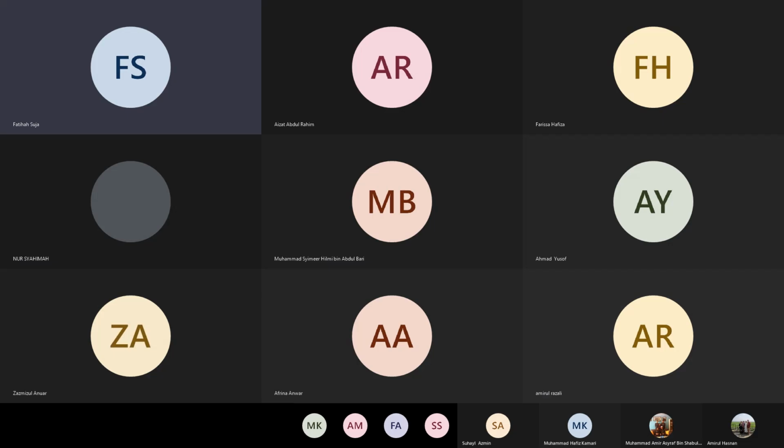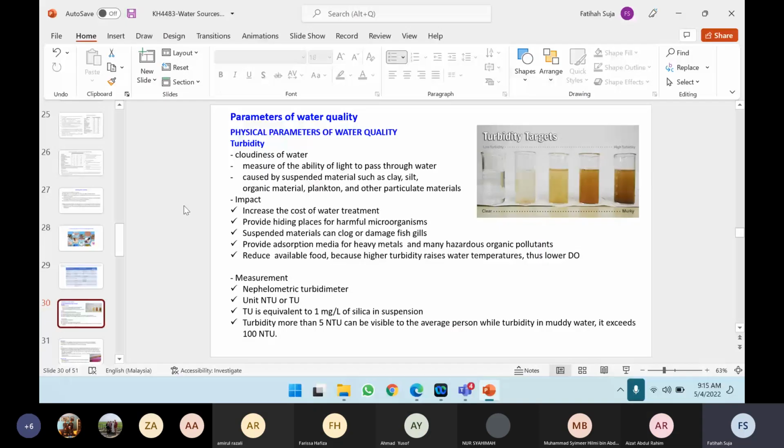The parameters of water quality. So here we'll look into the types of parameters that we have for the physical, chemical, and biological water quality. Okay, the first one is about turbidity. Turbidity is easy because you have this turbidity meter.